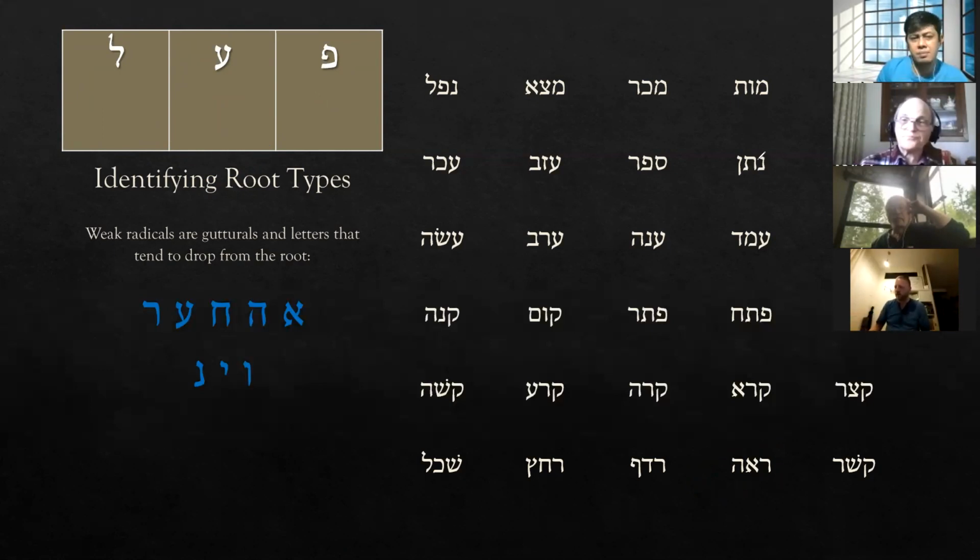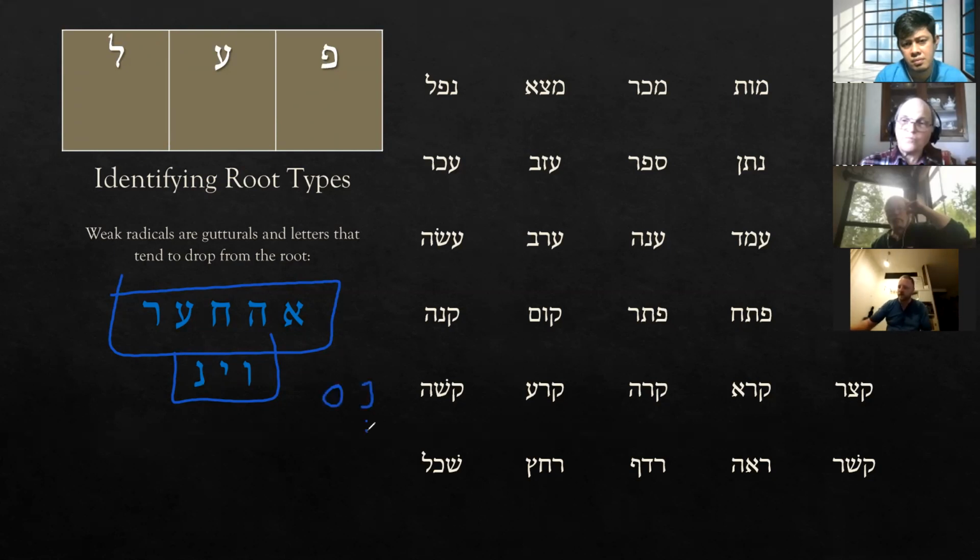Okay, so we've got the idea of identifying roots, right? The gutturals, and then vav, yud, and nun. Vav and yud, because they're semi-vowels, they're e, a, o, u, so as vowels they drop out. And nun, because when nun is up against another consonant, that will join together as dagesh. It doubles through assimilation. We know about that, right? That's why it's included.